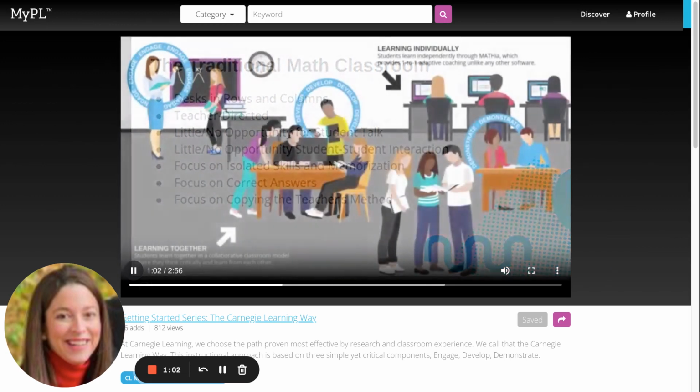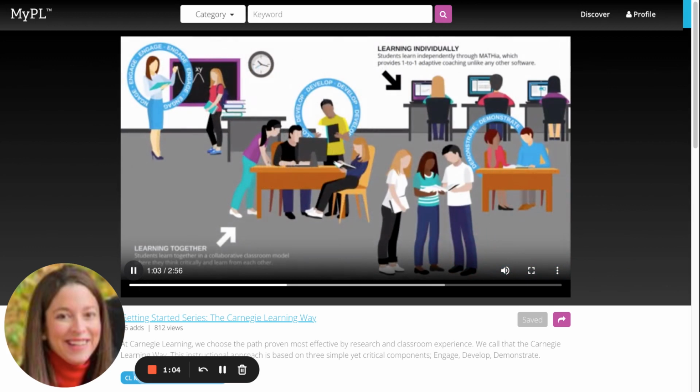Now imagine a different kind of classroom. A classroom where teachers have resources that activate student thinking, tapping into prior knowledge and real-world experiences. A classroom where students build deeper mathematical understanding through collaboration and questioning. A classroom where students reflect and evaluate what they've learned.